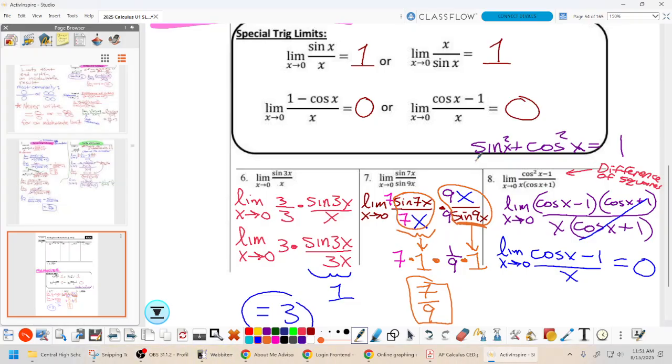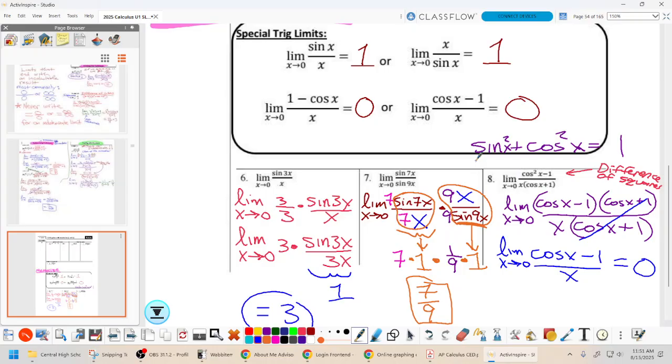Alright. Memorize those and look for them. As soon as you see a trig, I would try manipulating it to one of those. Okay, that's kind of the plan for trig limits. It's not always just a straightforward approach, but that's where your goal is.